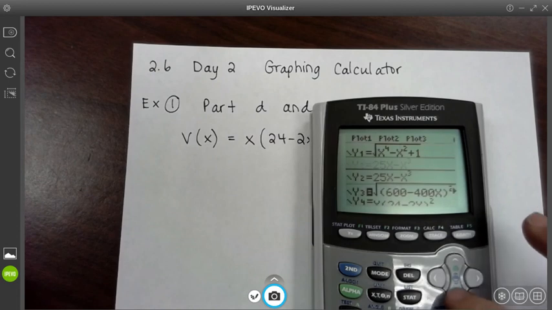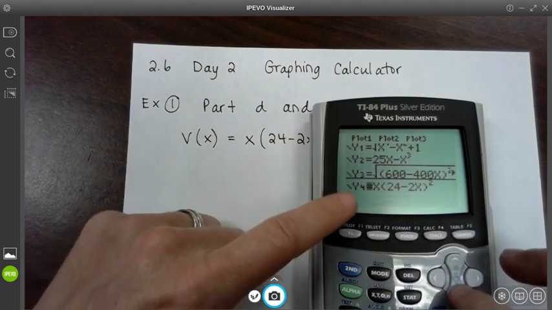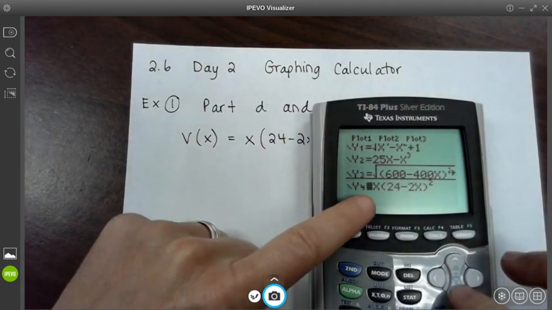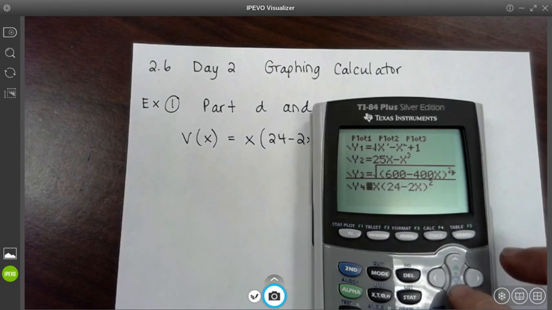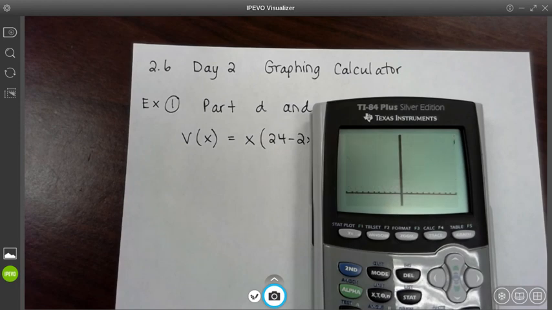I've already typed it in, so let me turn this graph off now. Enter. Now you're going to want to type this function in, which is x times 24 minus 2x quantity squared. So I want to turn that one on. And then again, you can ask it to graph it. The window is from the last graph, so it may not be that great. All right, it doesn't look terrible, but I still don't see the whole graph.